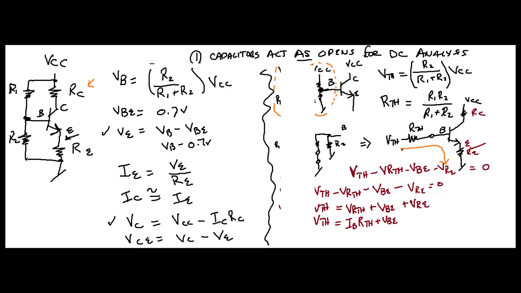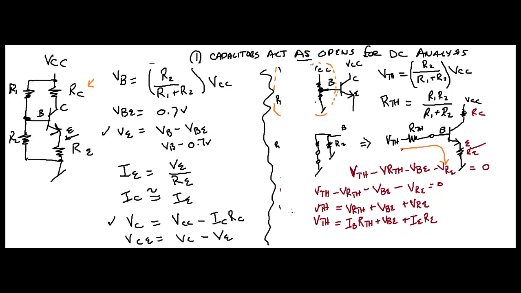Now here's another thing. VRE. That's going to be equal to what? IE RE, right? Remember, V equals IR, your emitter current times that emitter resistance is going to give you what VRE is, right? Your voltage drop.